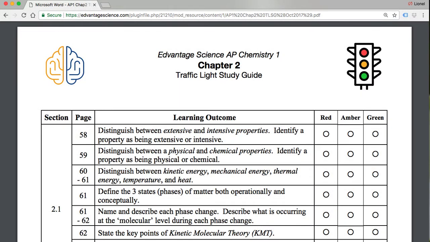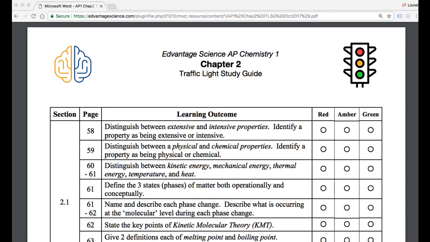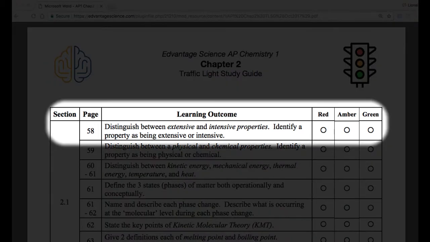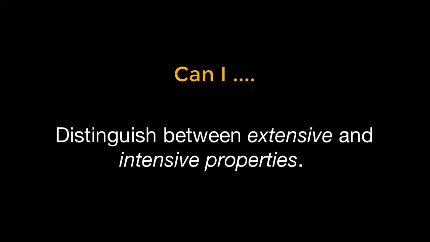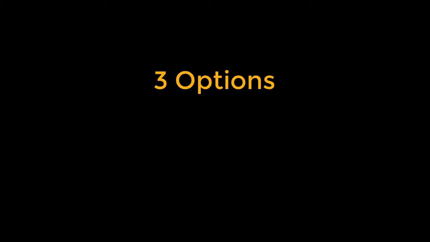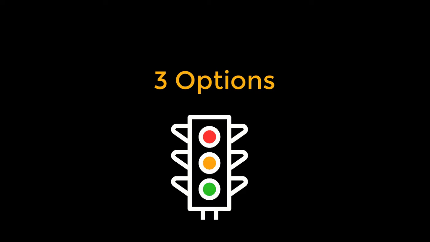To use the study guide effectively, simply ask yourself, "Can I?" before reading each of the learning outcomes. For example, if the learning outcome is distinguish between extensive and intensive properties, then ask yourself, can I distinguish between extensive and intensive properties? The answer to your can I question then has 3 options.